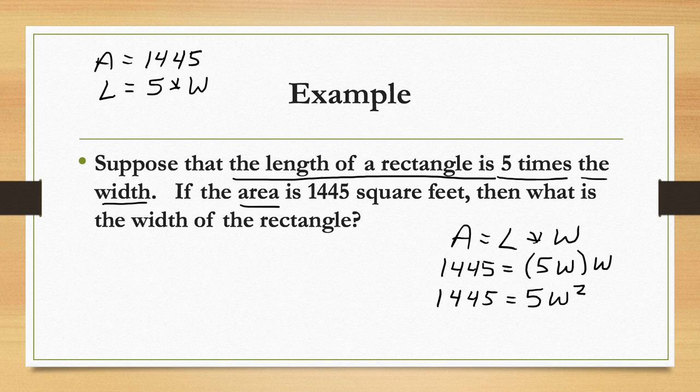We're solving the equation for W, so I'm going to go ahead and divide by 5. So that's going to give me 289 is equal to W squared. We'll then take the square root of both sides, giving me a width of 17.